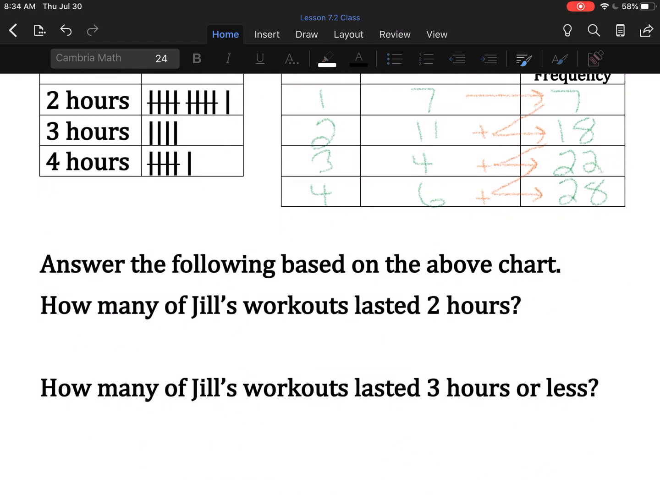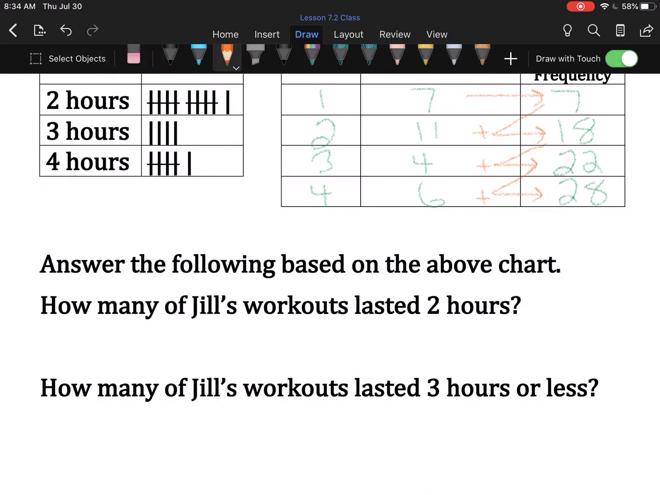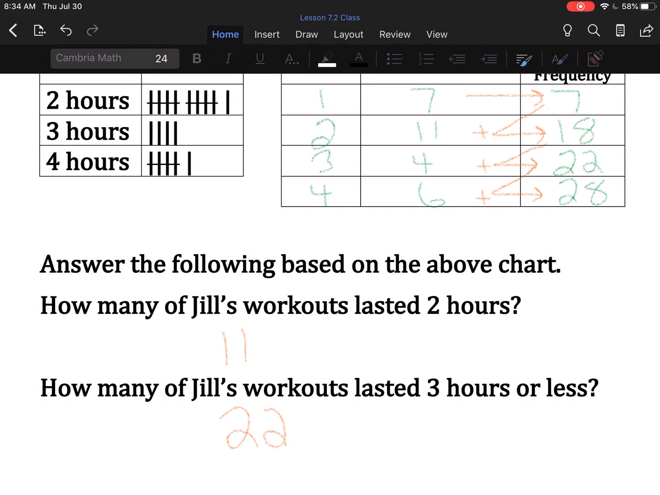So how many of Jill's workouts lasted 2 hours? Now that's an exact question. How many of them were 2 hours? 11. How many of her workouts were 3 hours or less? Well, that means 3 or 2 or 1, which means we need to add up 1, 2, and 3. So we've got to add 7, 11, and 4, except not really, because we've already done it. It's the cumulative frequency on column 3. So the answer to that question is 22.